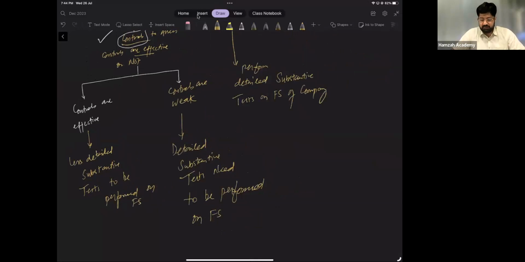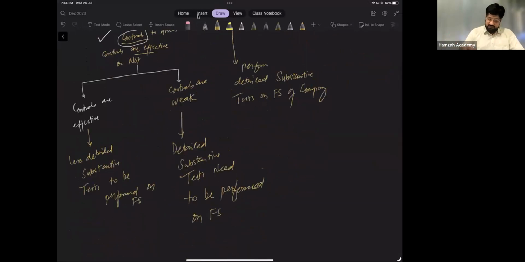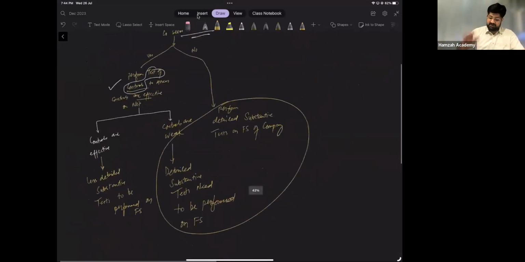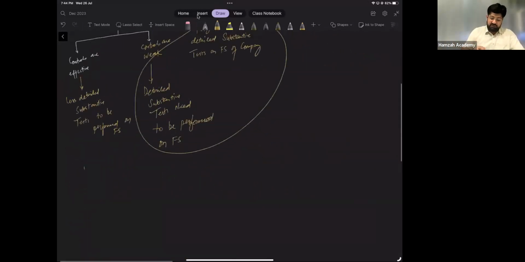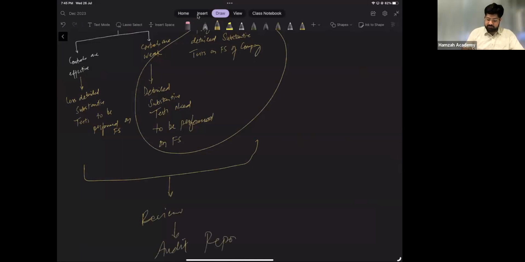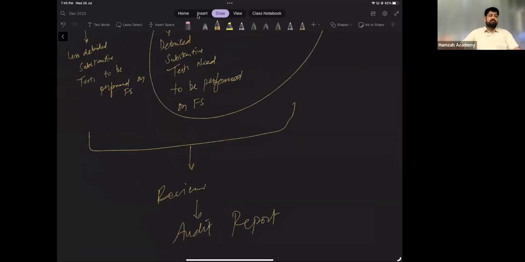Now, next point. Let us proceed further. This is the same case, detailed substantive tests. You can see. And then afterwards, once it is done, there is the review stage of audit and then the audit report. This is the audit cycle, the audit process, repeated every year. That's why it is called audit cycle.